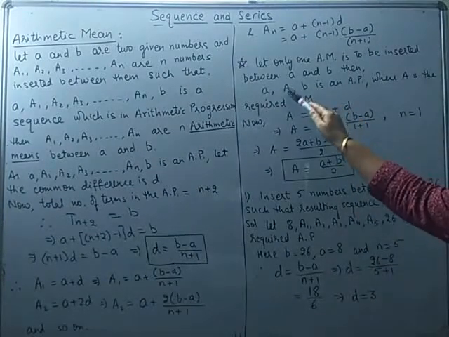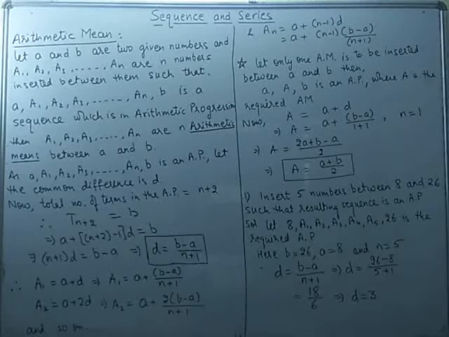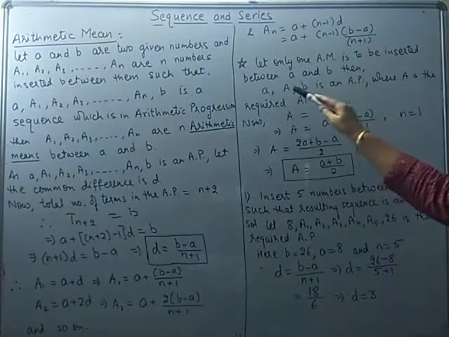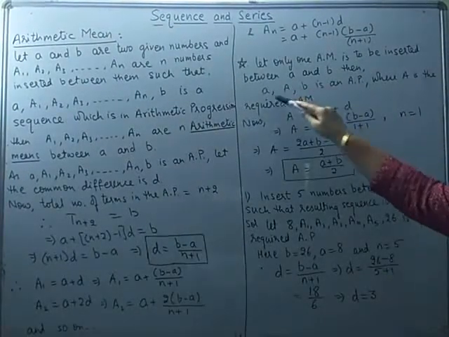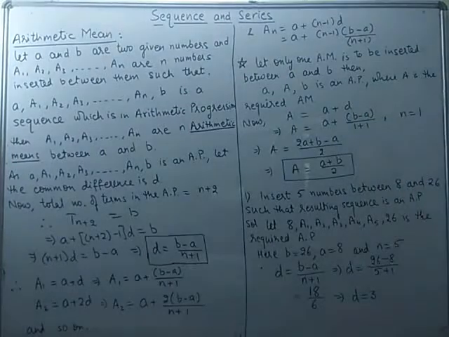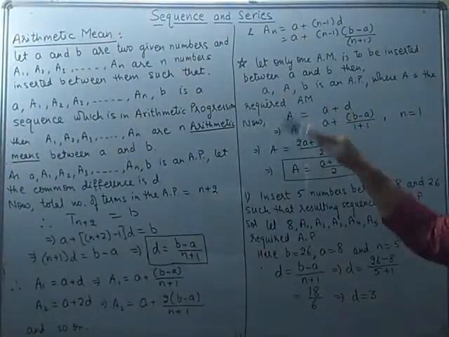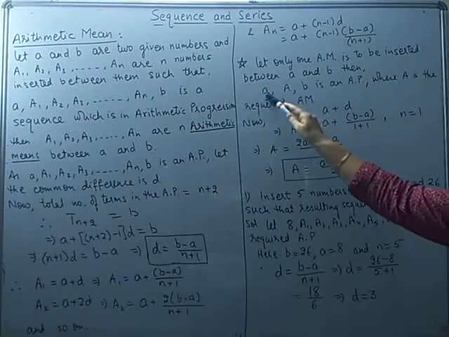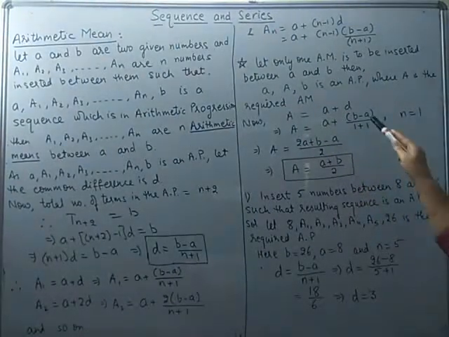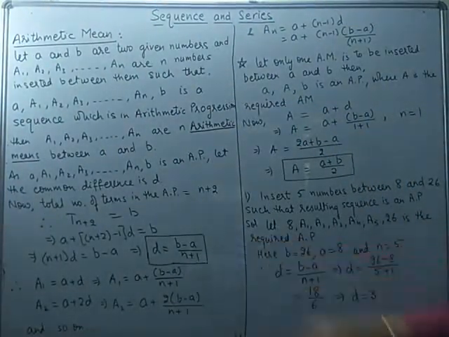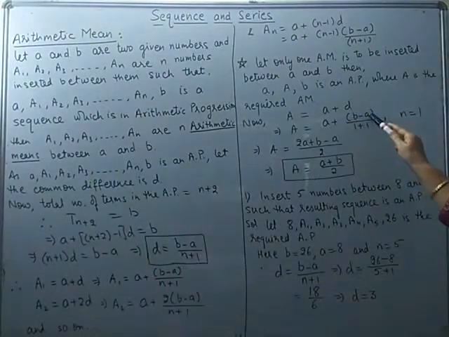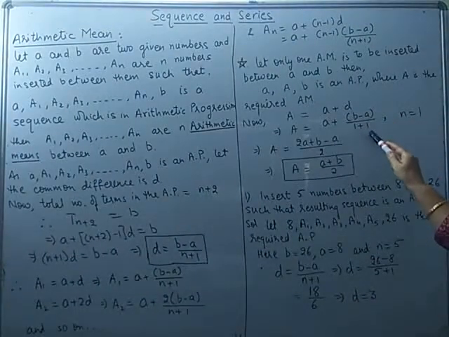Only if you are inserting arithmetic means will the sequence be in arithmetic progression. So this is the arithmetic mean. That means these three numbers are in AP. Let us find capital A then. Capital A will be small a plus the common difference. And how do we write the common difference? We have just now derived it. It is (b minus a) divided by (n plus 1).